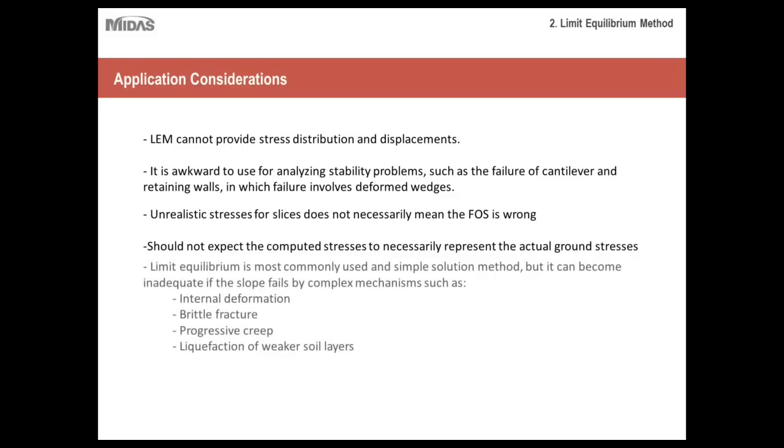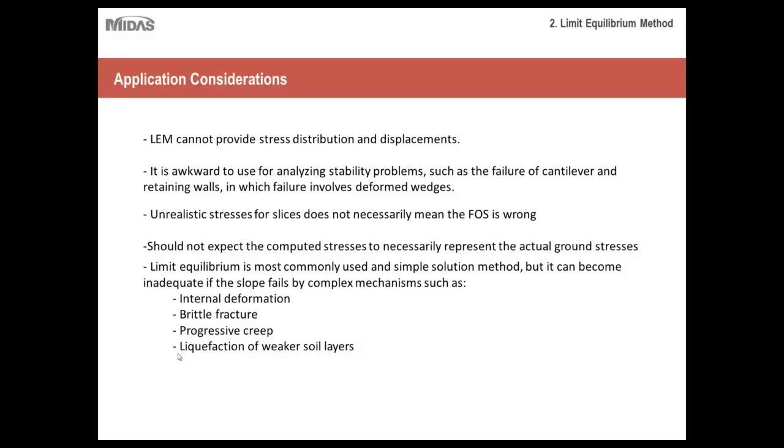Okay, and then limit equilibrium is most commonly used as a simple solution method, but it can become inadequate if the slope fails by complex mechanisms such as internal deformations. So if there are certain factors that are causing the slope to fail internally, brittle fracture, progressive creep, and then liquefaction of weaker soil layers.